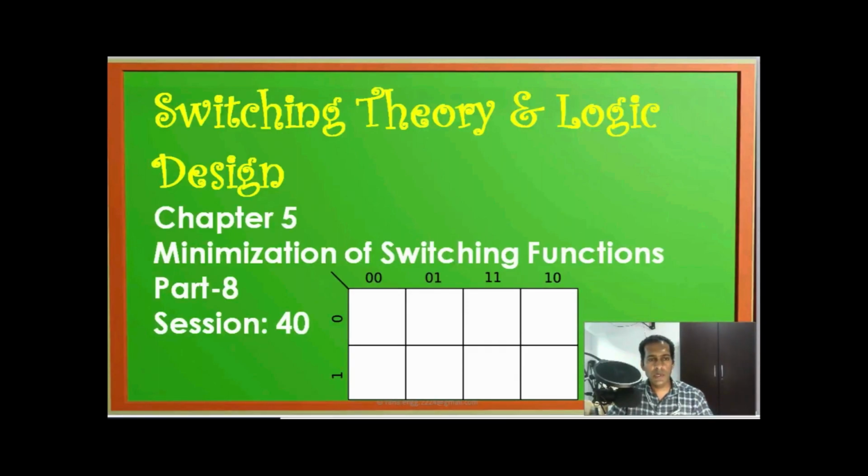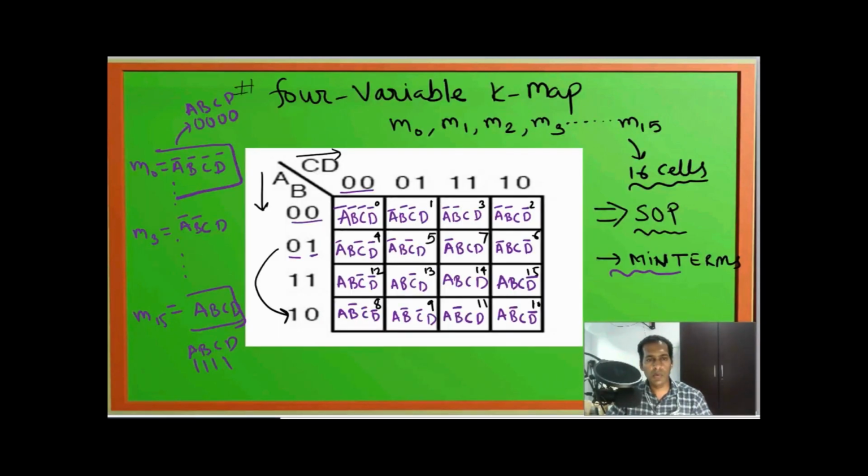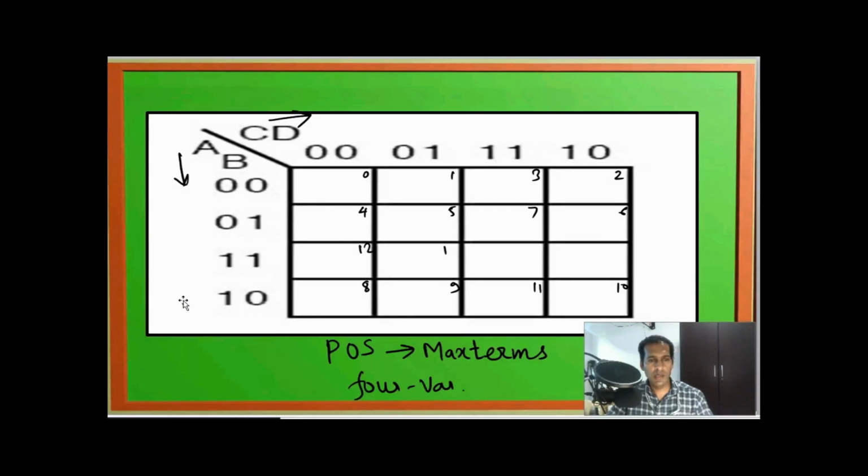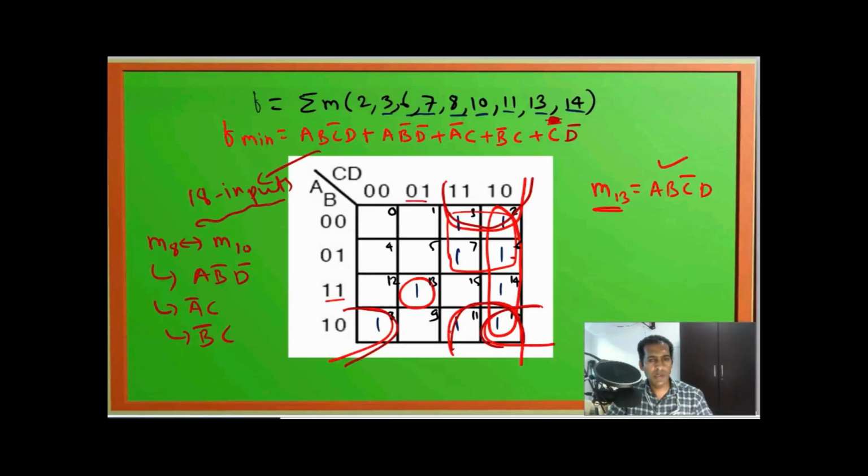In the previous session, we started examples on 4 variable K-map. In that we saw one procedure and an example. So now let us continue our discussion and discuss a few more examples on 4 variable K-map. Let us take the next example.